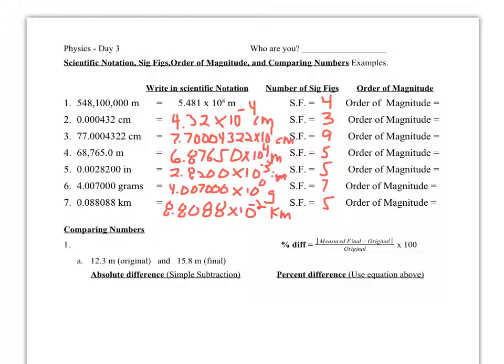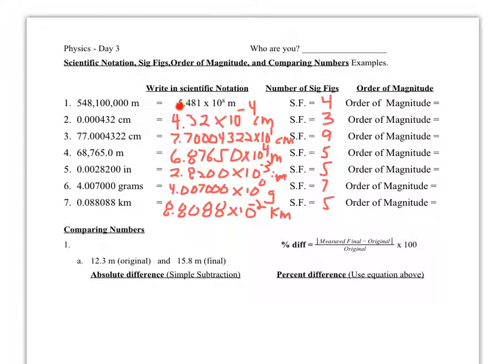So now, order of magnitude. Basically, order of magnitude is an estimating technique used to help us compare numbers, especially numbers that are vastly different from one another, as you'll see in a few minutes. What you do is look at the number in scientific notation. Let's do number 1. It's 5.481 times 10 to the 8th. You just look at the first number. Don't do any rounding or anything.